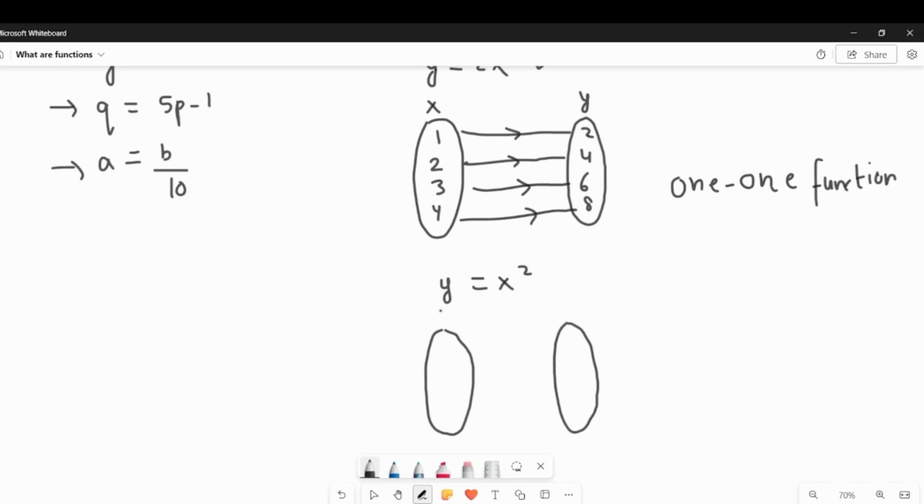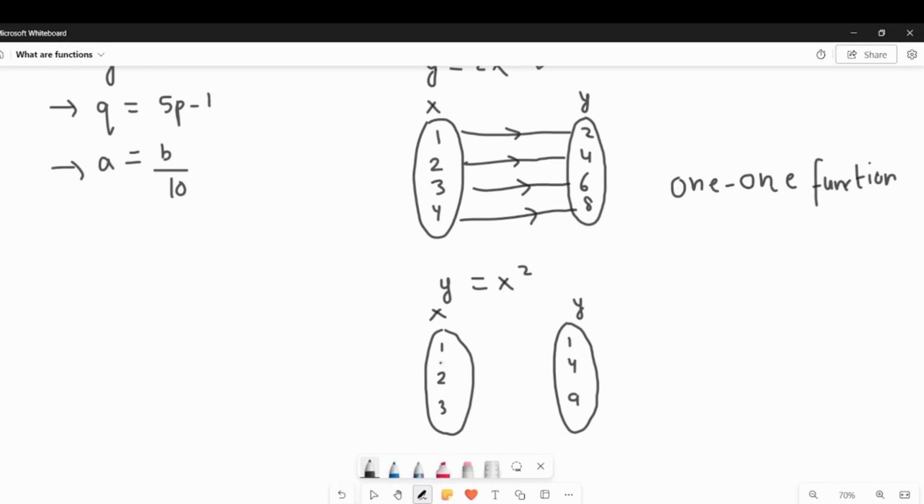So here we will have x, here we will have y. So when x is 1, then your y would be 1 squared, that is 1. When x is 2, y will be 2 squared, that's 4. For 3, y would be 3 squared, that's 9. We can also take some negative numbers.